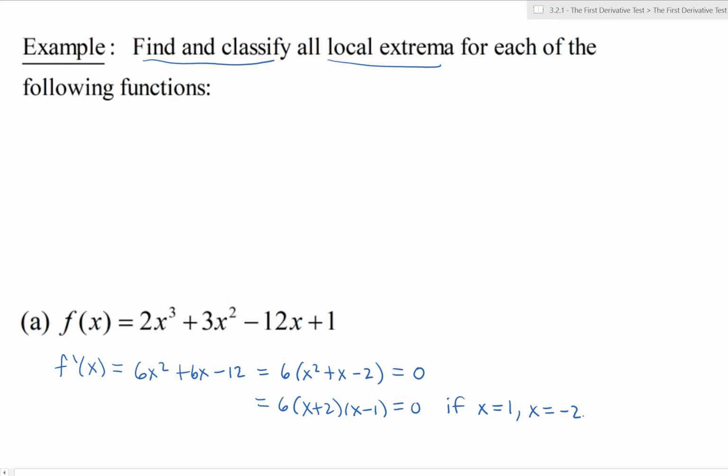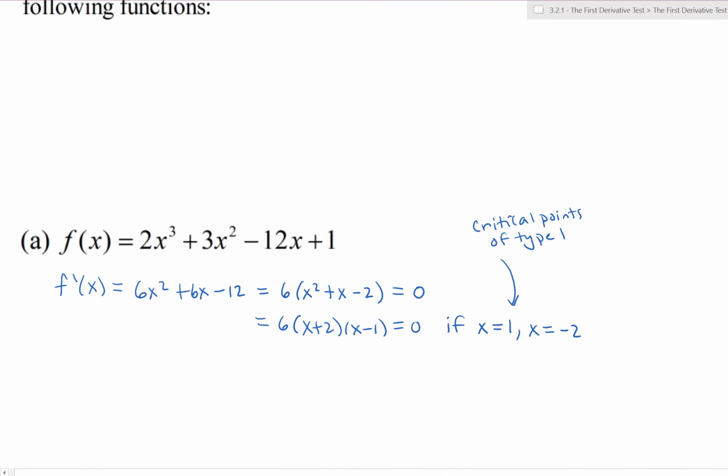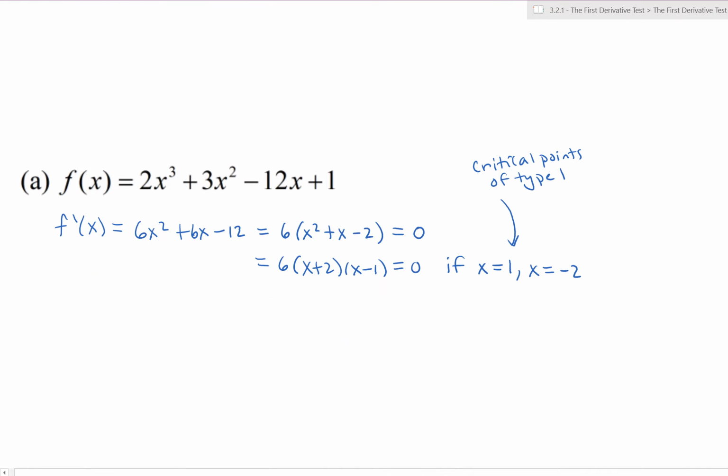And of course, that's equal to 0 if x is either 1 or x is -2. So notice that these are both critical points of type 1, right? Our derivative is 0 there. And both of those values of x are in the domain of this function, because this function is a polynomial and it's defined for all real numbers x. Moreover, polynomial functions are continuous over their domains, so this function is also continuous for all real numbers x. And thus, we can say that for sure our first derivative test will apply to these values of x. So let's apply that first derivative test.